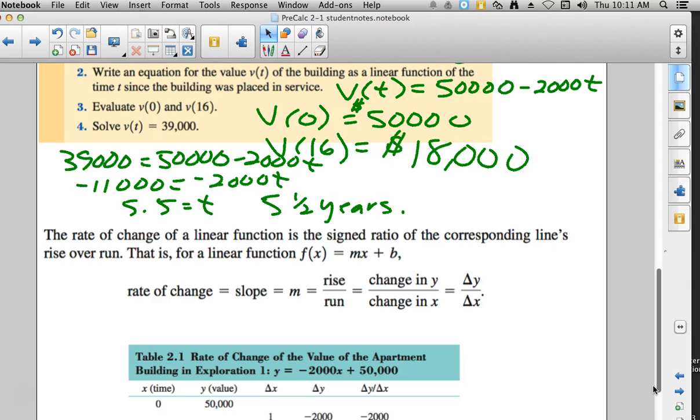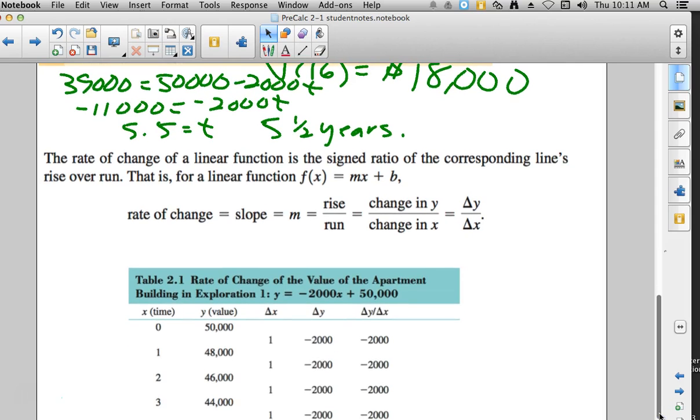So in the last one, we had this depreciation example. And all they've done here is said, well, let's put the 50,000 back in. Pretty obviously that was the y-intercept, because 0 years past, it's 50,000. That's how much this house is worth. So it says rate of change of the value of the apartment building, and they just put mx plus b form up here for us to see.